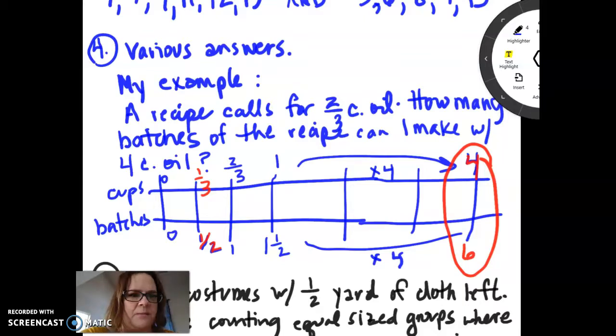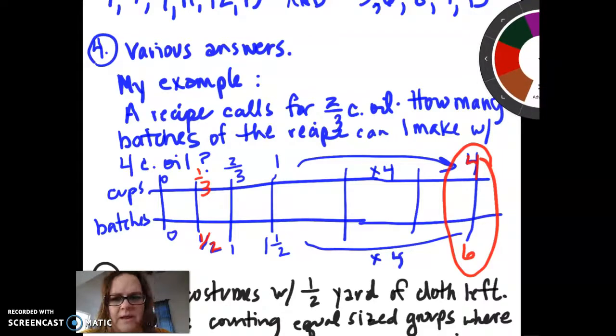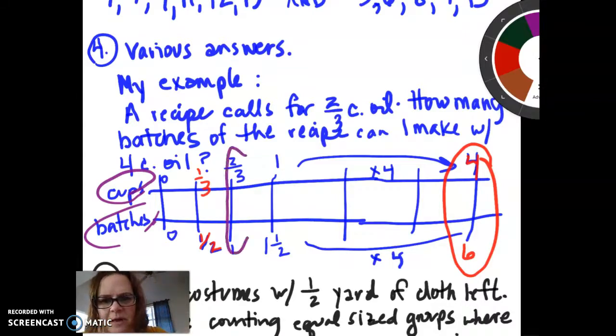You'll see here that I made a double number line. And so when you make a double number line, make sure that you are always labeling which line is what. So I've got my cups and my batches. And then always make sure that you start with 0 and that you're attaching the values that go together. So in this case, I'm attaching 2/3 with 1 because with 2/3 of a cup of oil, I can make 1 batch. And then I think, all right, let's half both of those. So if I half that, I get 1/3 is equal to 1/2 batches, right? So with 1/3 of a cup of oil, I can make a half a batch.